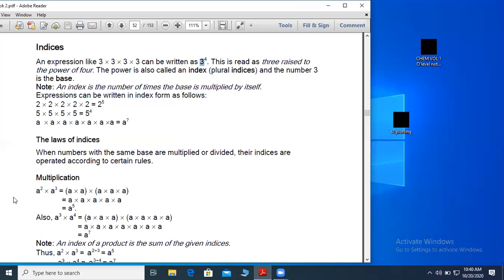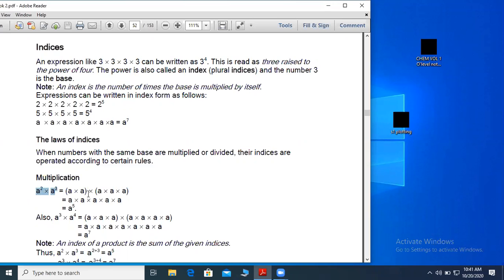For example, a to power 2 times a to power 3. This is exactly what we have been talking about. In the first number here, the base is a and the power is 2. In the second number, the base is a and the power is 3. Meaning, the base is the same. In all, the base is a.